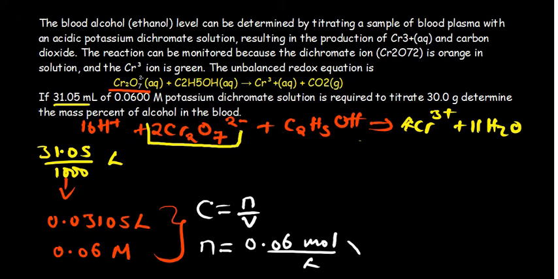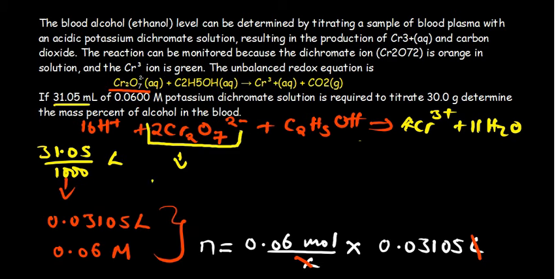Now we're multiplying against what? The volume, because number of moles is equal to concentration multiplied by volume. The volume is 0.03105 liters, right? So we can quickly do that. Liters would cancel out. So we're multiplying 0.06 by 0.03105 so that we get our number of moles. So the number of moles of our potassium dichromate from the information given is 1.863 times 10 to the power negative 3 moles. Okay.